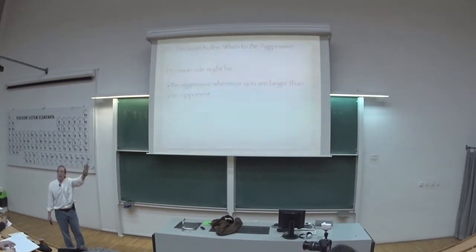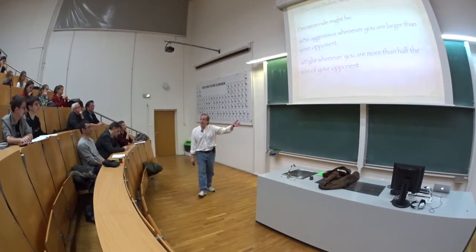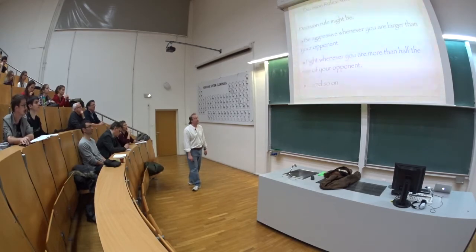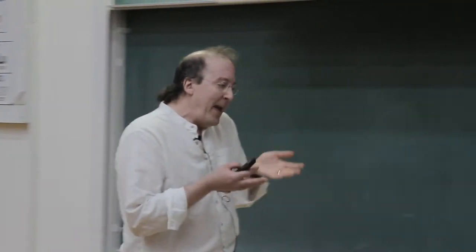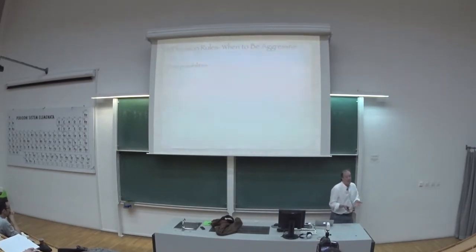If you assess yourself to have a higher score than them, one fighting rule might be fight then, but don't fight otherwise. Or you could have a rule that says fight whenever you're more than half as big as your opponent. Or fight only when you're twice as big as your opponent. You can determine what that fighting rule is and build it into the simulation. Now, once individuals make that determination, that's going to affect whether or not a fight happens.